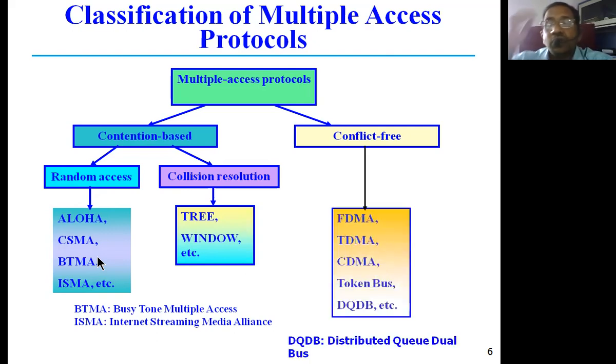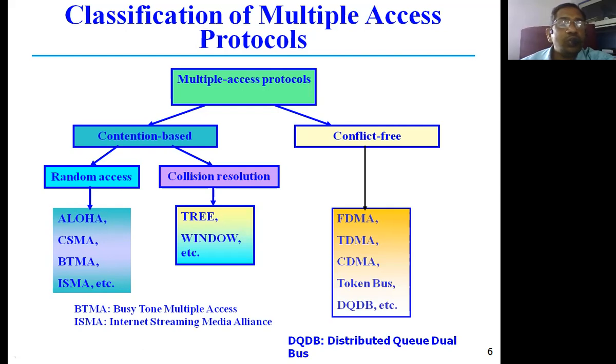The next one is going to be what now? Conflict free kind of medium access control protocols. In the conflict free mode of communications, multiple access techniques, we have FDMA, TDMA, CDMA, token bus, etc. All these are conflict free protocols. So here we are discussing now CSMA. CSMA comes under the random access control protocols.